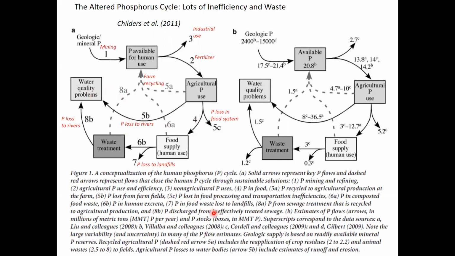If you can read all this through here to really dig through the details, but we have this phosphorus available for human use. We're putting it in agriculture. There's a lot of waste happening in the food supply. There's a lot of waste happening in our waste treatment and sewage treatment system. And so a vast majority of it is actually running off into the waterways and causing water quality problems or becoming sediment at the bottom of our marine ecosystems.